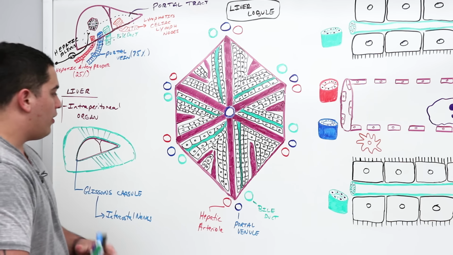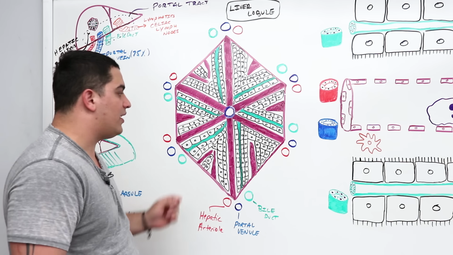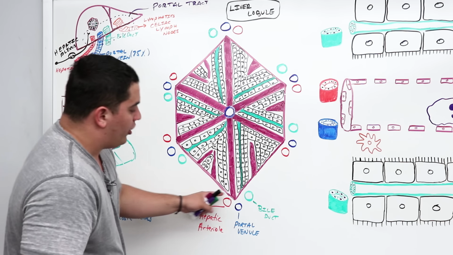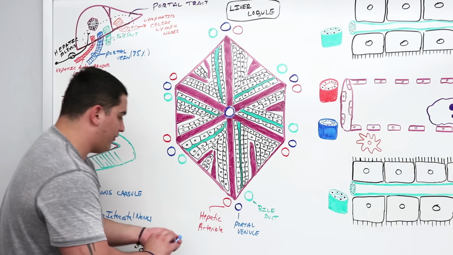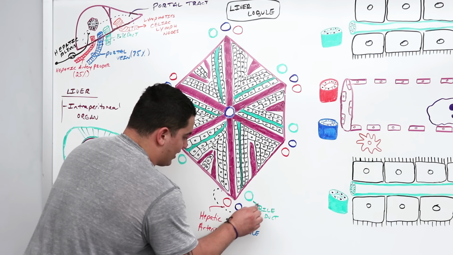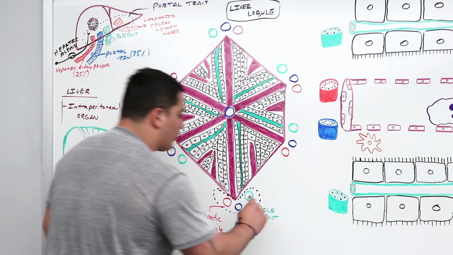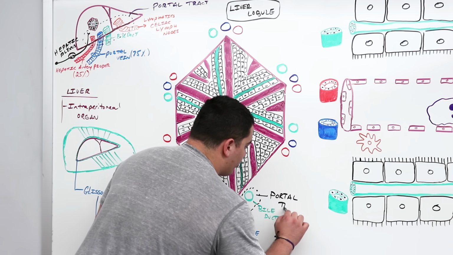And again, what you're going to notice is that these three structures are located on every point of this hexagonal structure. Now, when you look under a microscope, you're going to see these structures, and they have a particular name. These structures, if I encase them like this, are called the portal triad. Okay, it's called the portal triad.